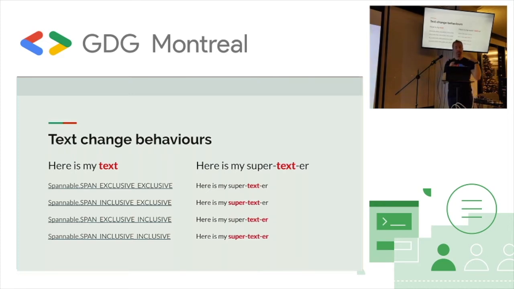Exclusive: if the text changes either at the end or at the beginning, it's not going to get affected. So in the case of "here's my super text", where I change "here's my text" to "here's my super texter", if it's exclusive, then only "text" is going to remain red. And then I can use different flags. Inclusive means that part is going to be affected also. In that case, because I appended "super" at the beginning of the text, it's going to become red. Same thing with inclusive at the end. And if I do inclusive on both, both of them are going to get affected when the text changes.